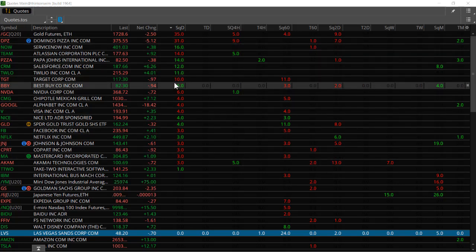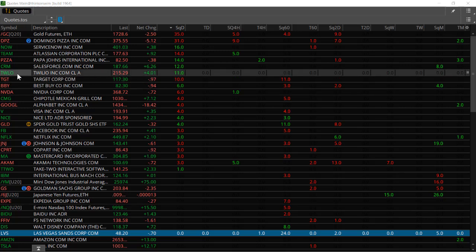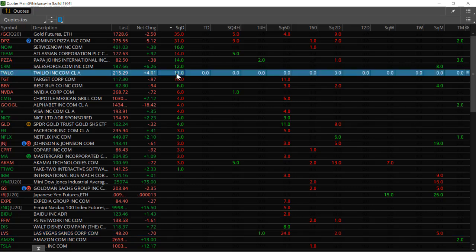And one that we set up here earlier in the week that's turned out fantastic, I wanted to review it, is TWLO. So you can see it's been in a squeeze and it still hasn't triggered for 11 bars, but we had a squeeze trigger earlier in the week and the momentum's up, so this has a really good potential. So let's take a look.